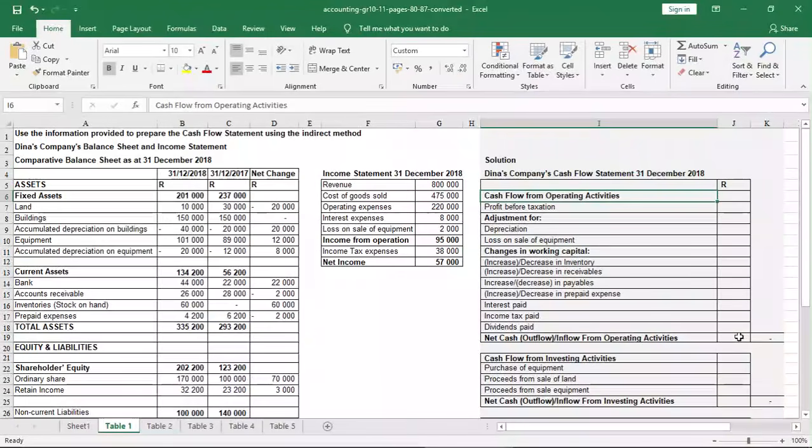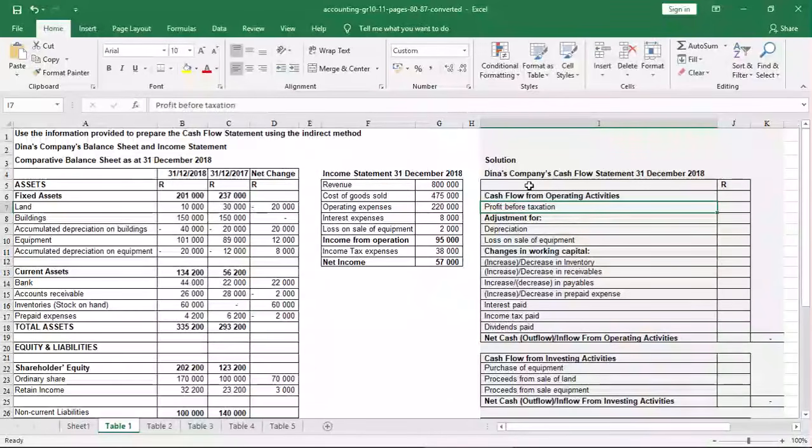This is the indirect method. So you'll notice that the cash flow from operating activities is different between the direct method and the indirect method. So with the indirect method, we adjust the profit before taxation. Profit before taxation.